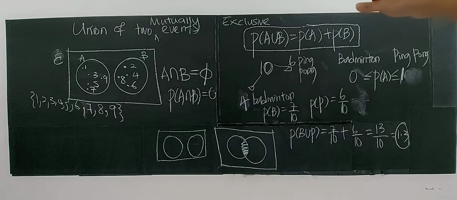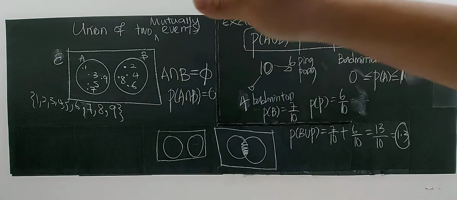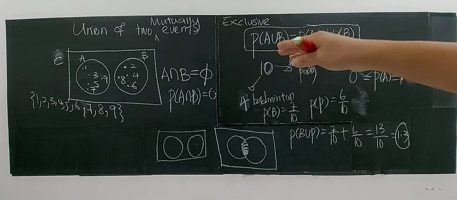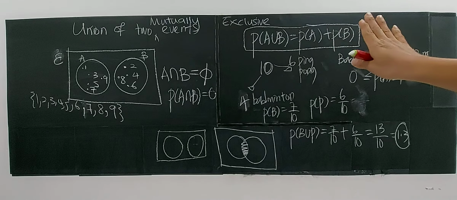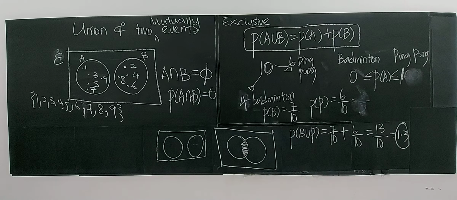That's why we need knowledge of these two. If non-mutually exclusive, then you will have to subtract P of A intersecting with B. And for mutually exclusive, the A intersection B will be 0. So this becomes the formula for that. So hope you understand.